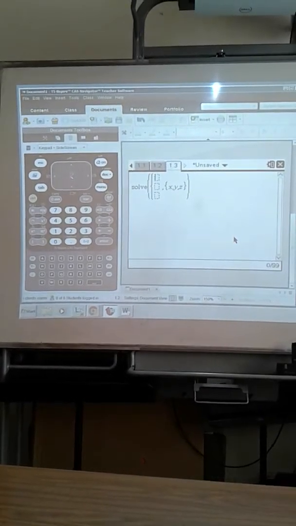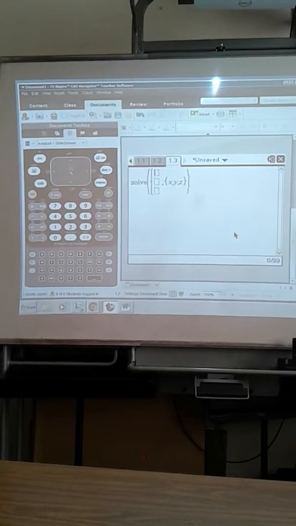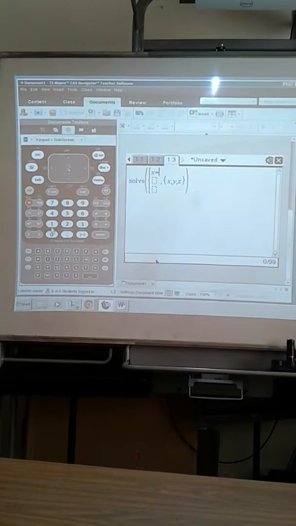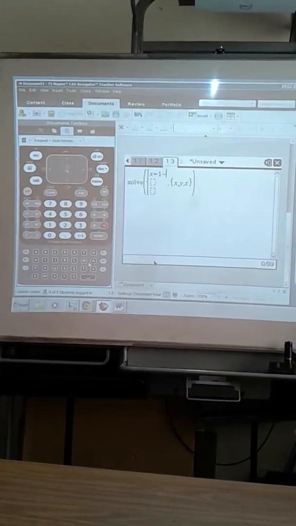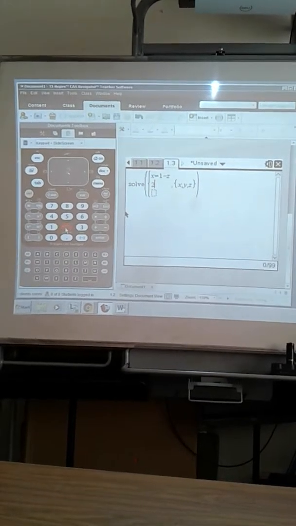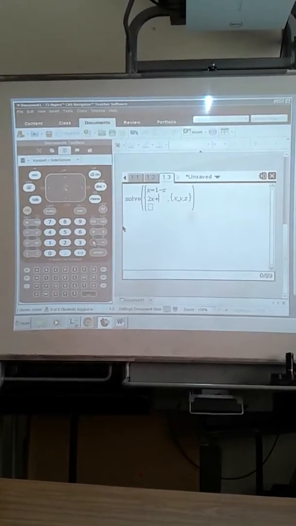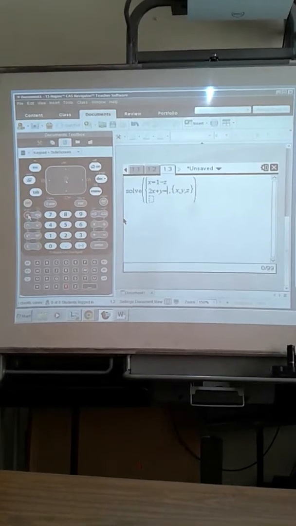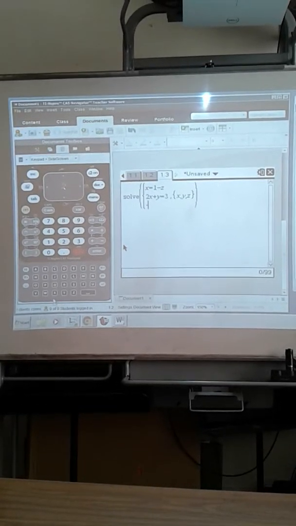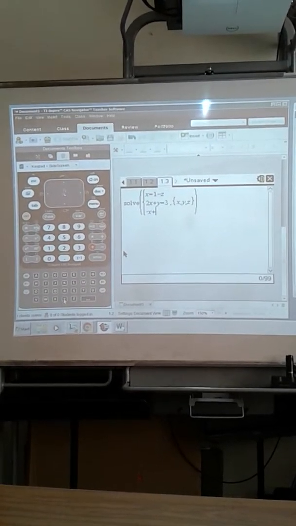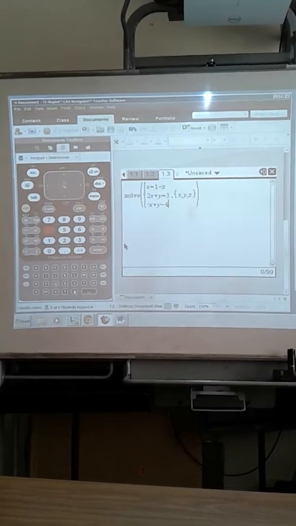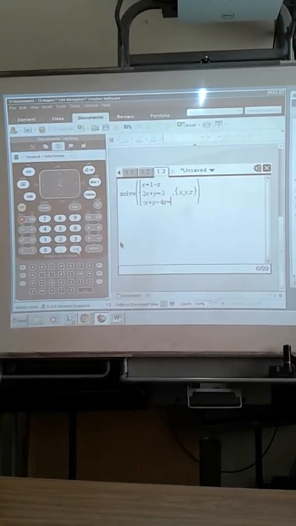Here, you can just type in the exact equations the way you see them. So that's going to be x equals 1 minus z. Come to the next entry, 2x plus y equals 3. And finally, negative x plus y minus 4z equals negative 4.